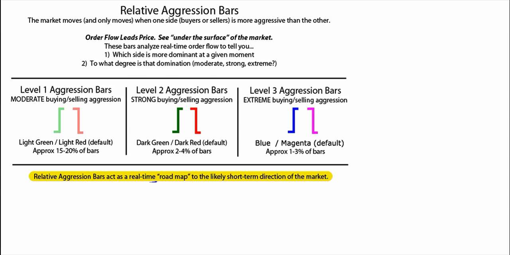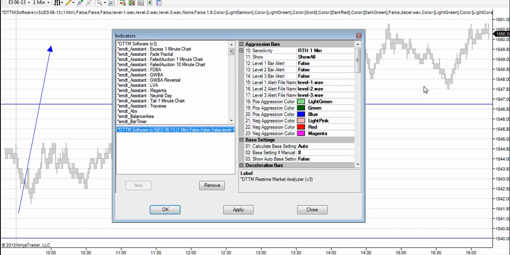So if we go back to our chart, you can see it's just price action. What I can do is show all of them, level 1, level 2, and level 3. I can show just level 2 and level 3, or just level 3.